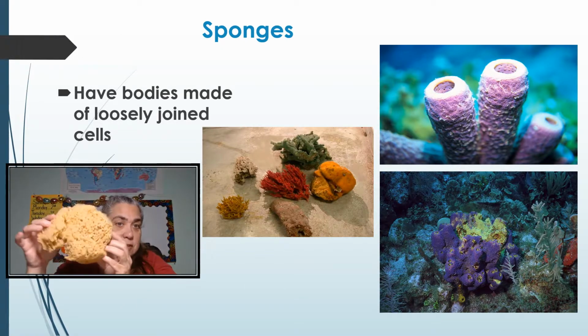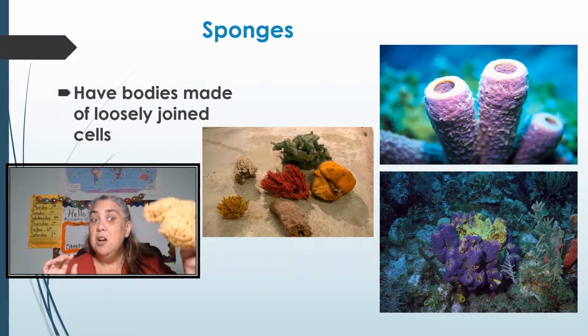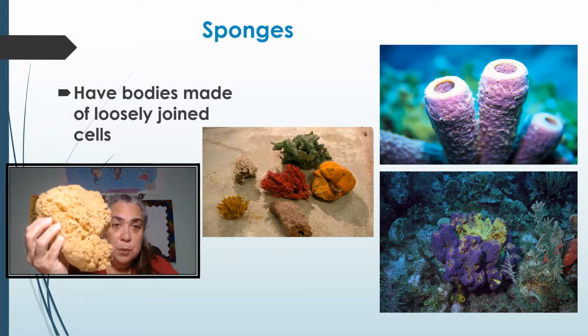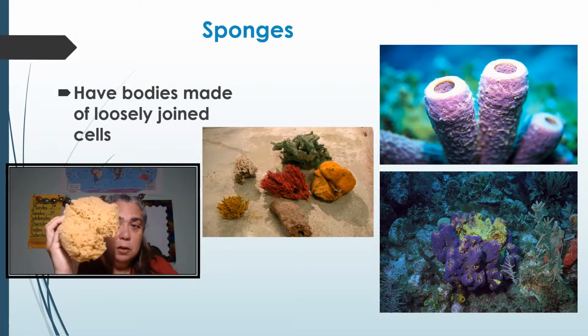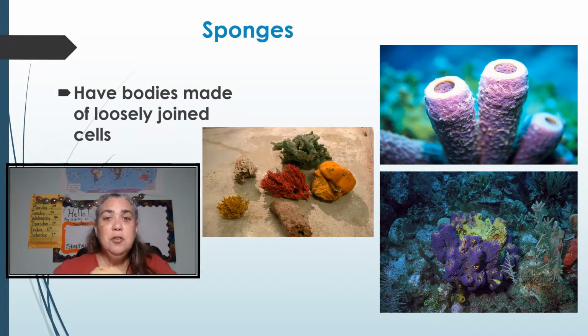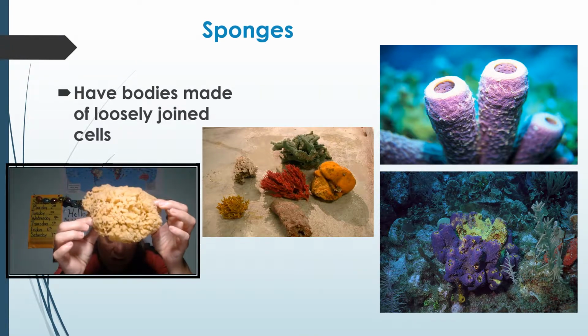Sponges. Have you ever seen one of these? Have you been to Tarpon Springs, the sponge capital of the world? This used to be a live animal, a live organism. This is a sponge. Sponges have loosely made jointed cells. So this is why you have the pores in there.